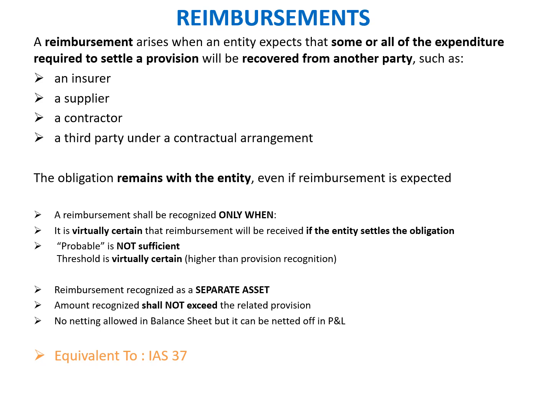Okay, now we'll talk about the reimbursement. Which means that we have created a provision, and then we got some reimbursement from a third party. So what will happen? A reimbursement arises when an entity expects some or all of the expenditure required to settle the provision to be reimbursed by another party, such as an insurer, a supplier, a contractor, or a third party under a contractual obligation. The obligation remains with the entity. Hence, we have to create the provision for the entire amount, even if reimbursement is expected.